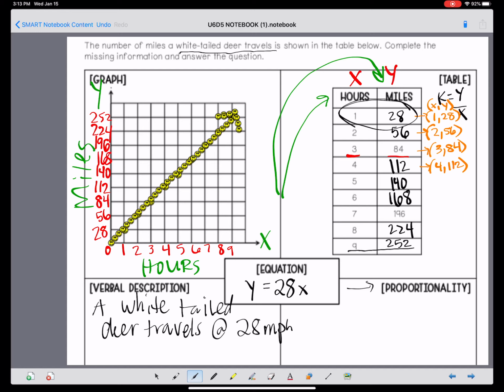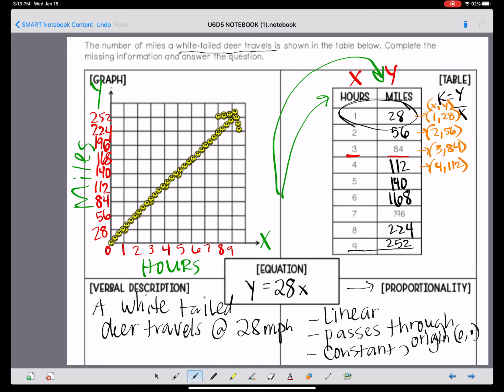And in this box where it says proportionality, this just means tell us how you know this graph is proportional. Well, the first thing is that this graph is linear, or it has a straight line all the way through it. The second thing that tells us that this graph is proportional is that the graph passes through the origin, just like what we talked about. The origin is 0, 0. So I'm going to say it passes through the origin 0, 0. And the last thing is that our graph has a constant, which is 28. The deer travels at 28 miles per hour, and that number stays the same. Each hour, the deer travels 28 miles.